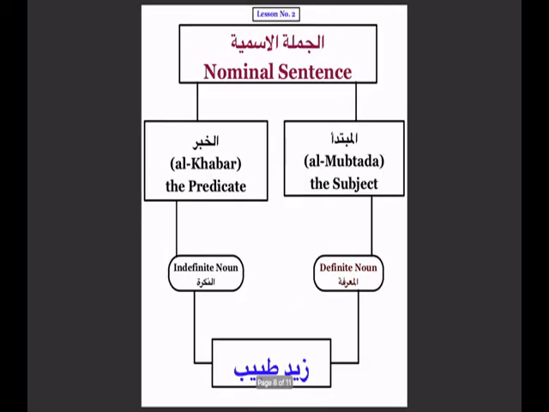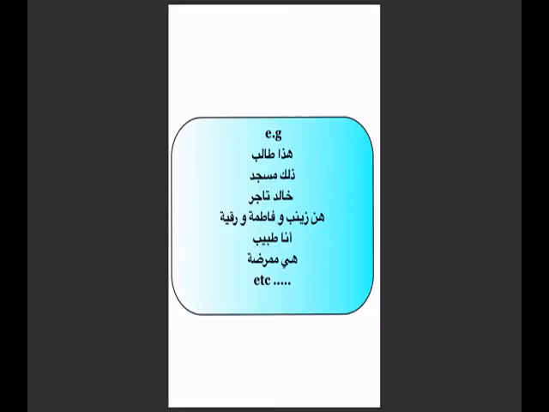For example, haza talib. Haza is a noun, it is ma'rifa, and talibun is an indefinite noun. Haza talibun is an example of a nominal sentence, jumla ismiya, formed by al-mubtada and al-khabar. Haza being a definite noun, we begin the sentence with this definite noun, al-ism al-ma'rifa, followed by an indefinite noun, ism nakira, talibun.